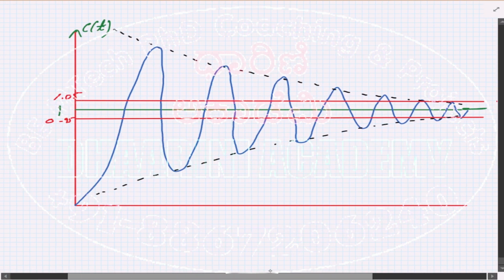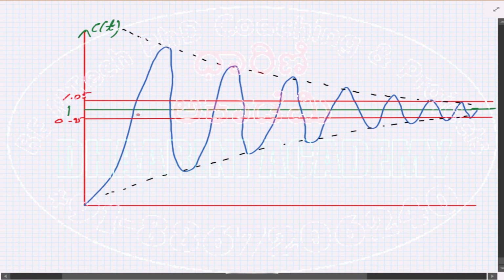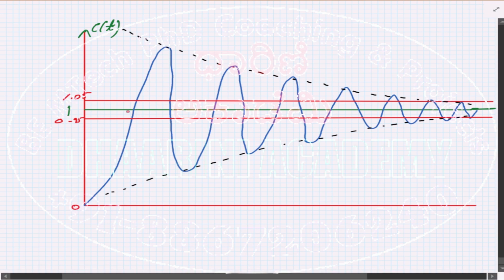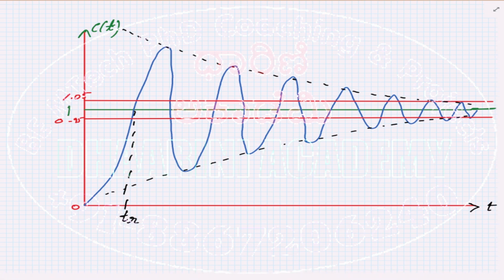Okay, so coming to the next aspects. It starts from 0 and it reaches the desired output for the first time. Where is that happening? That is happening over here, correct? It's reaching that value for the first time. The time taken to do that, on this time axis, is called the rise time, TR. Time taken by the output to reach the desired value for the first time is the rise time of the system. Again, this is a specific feature of a second order system.